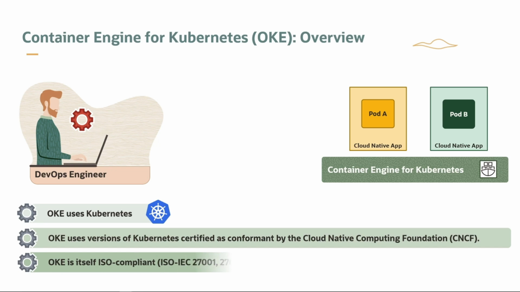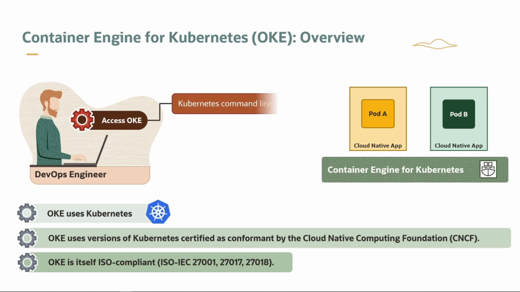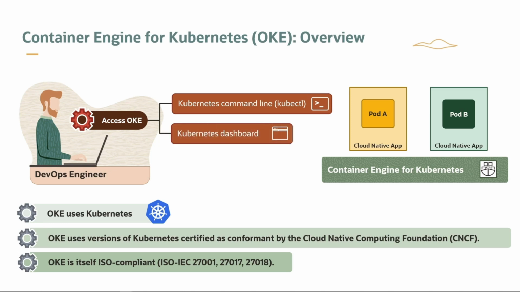And here's the icing on the cake. Container Engine for Kubernetes is ISO compliant. We adhere to ISO IEC standards 27001, 27017, and 27018. That's your guarantee of a secure and reliable platform. Now, how do you access all this power? You can define and create your Kubernetes cluster using the intuitive console and the robust REST API. Once your clusters are up and running, you can manage them using the Kubernetes command line, also known as kubectl, the user-friendly Kubernetes dashboard, and the powerful Kubernetes API.